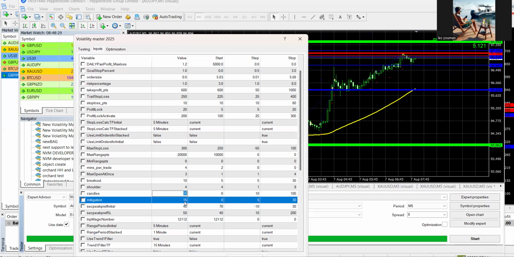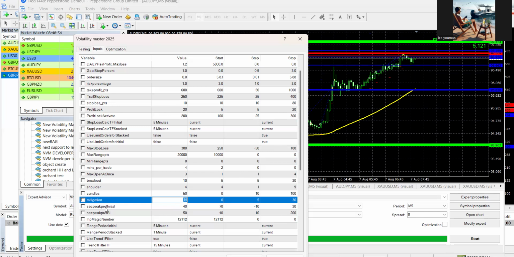Mitigation. Okay, if you're using limit orders, then the mitigation is how far. So back to our scenario here, when it breaks above, it places the limit order below the top of the range. It's going to place it 15 points below. So that's what mitigation does. It determines how far below it's going to place that limit order.